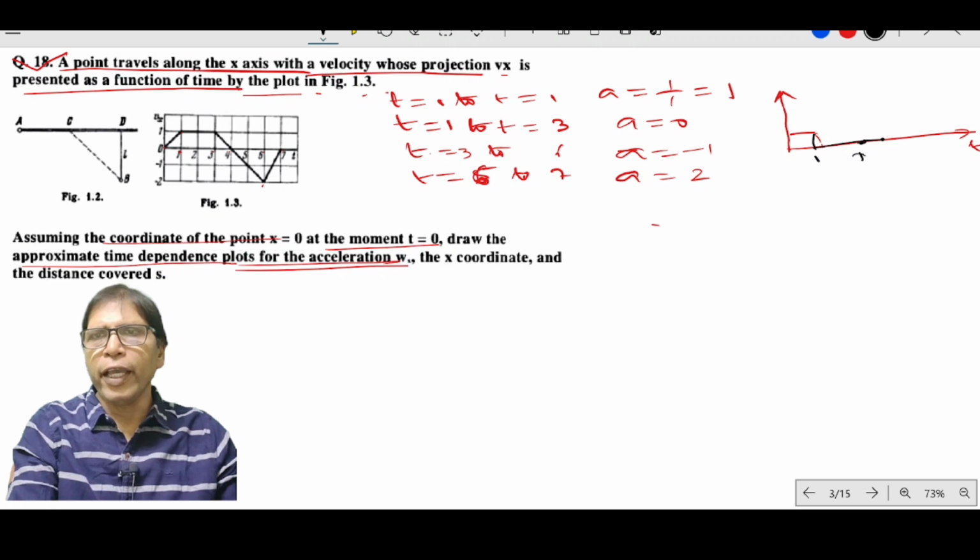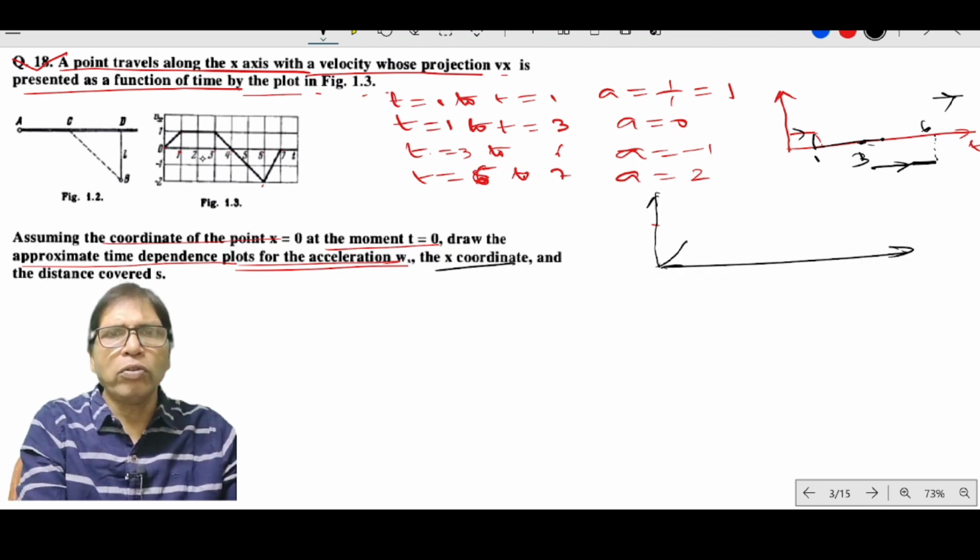So this is the zero acceleration from 1 to 3 seconds. Then this is the retardation, from 3 to 6 seconds. And then acceleration of 2 meter per second squared from 6 to 7 seconds. So look at this: acceleration, retardation, and again acceleration.